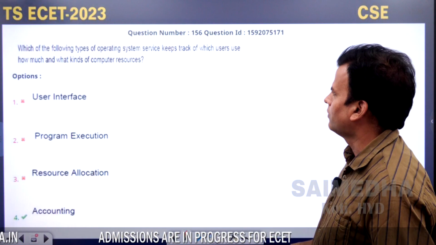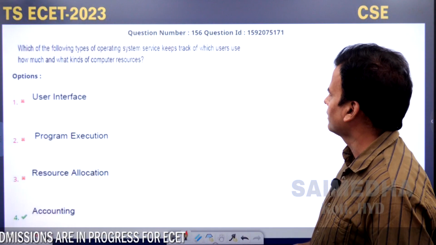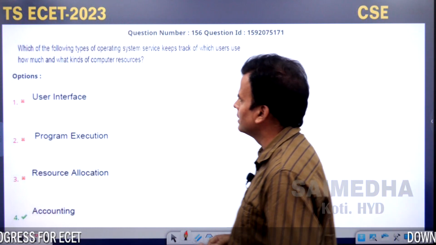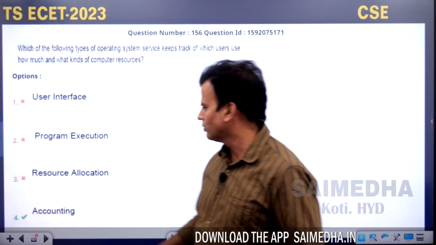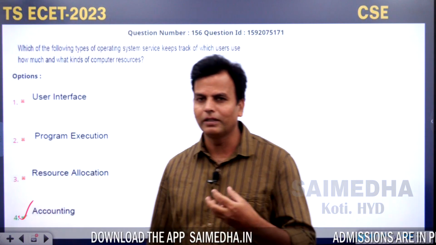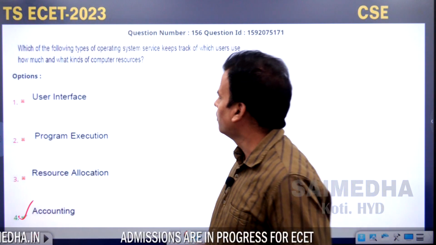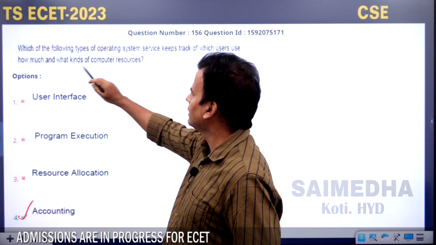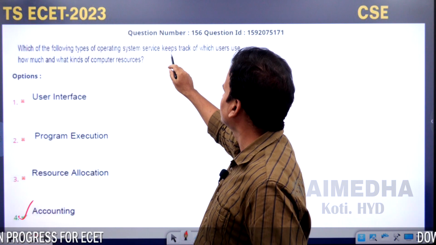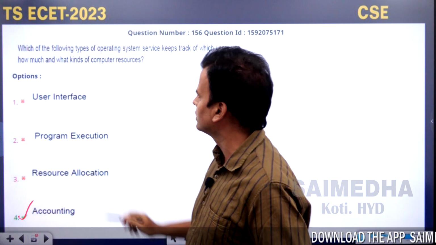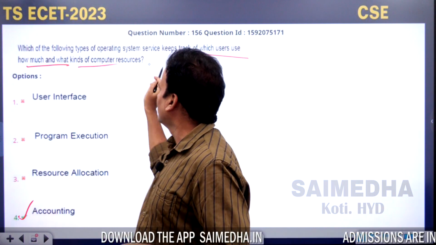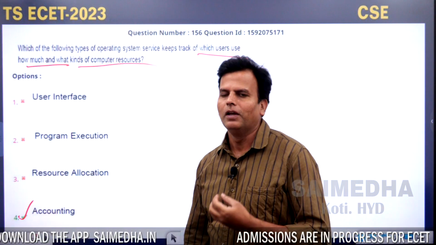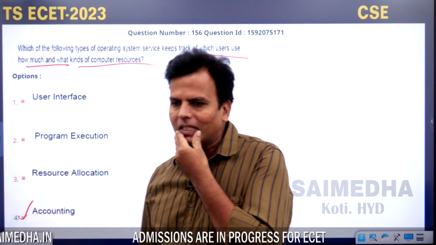Which of the following types of operating system service keeps track of which user uses how much and what kind of computer resources? This answer is very simple. Actually, it is accounting. The term itself is indicating that. So how can you recognize this one? It says the service keeps track of which user uses how much and what kind of computer resources. So what is accounting going to do?